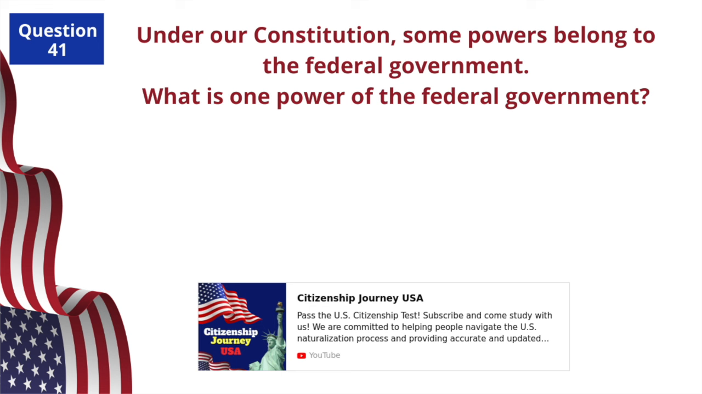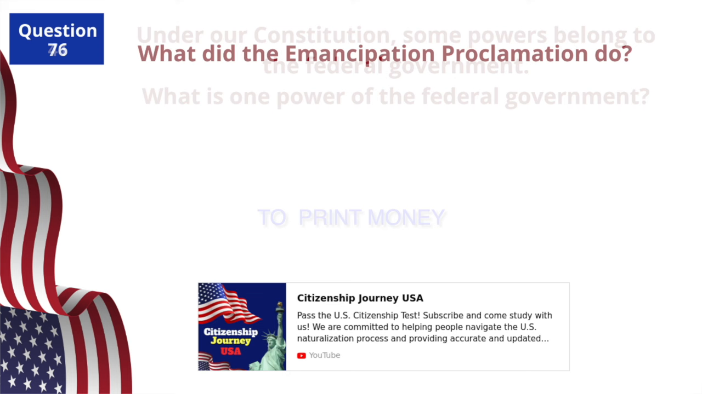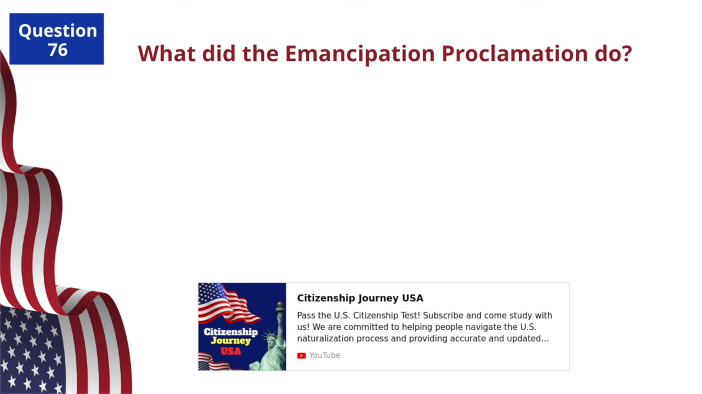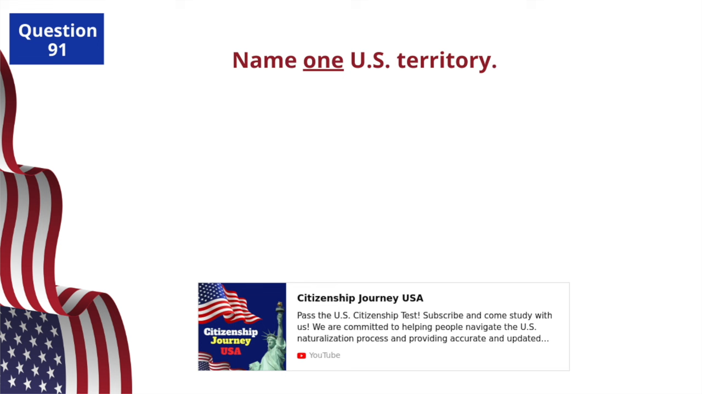Under our Constitution, some powers belong to the federal government. What is one power of the federal government? To print money. What did the Emancipation Proclamation do? Freed the slaves. Name one U.S. territory. Guam.